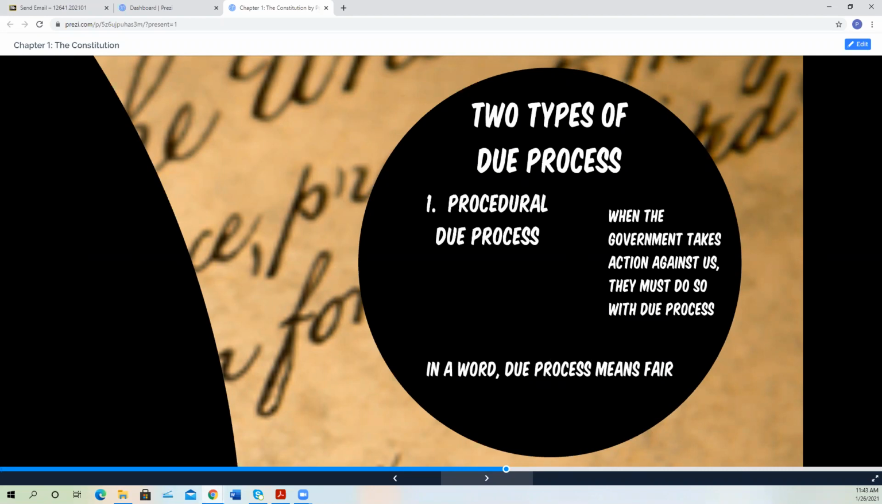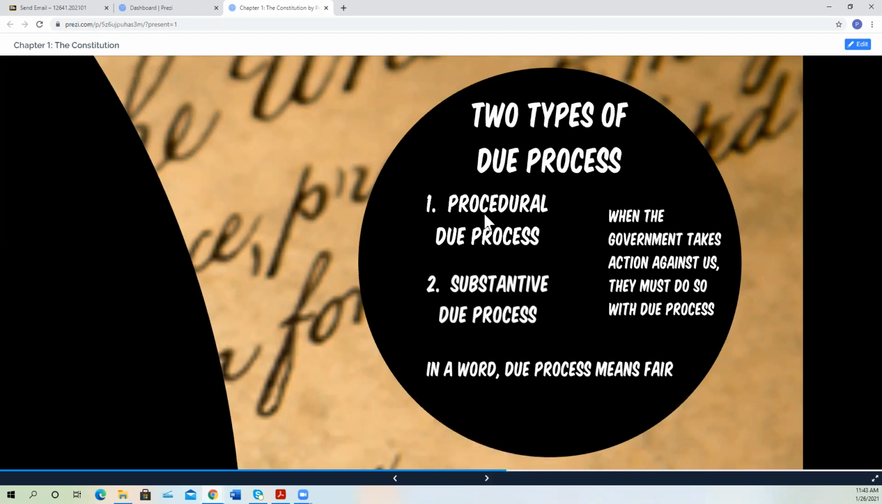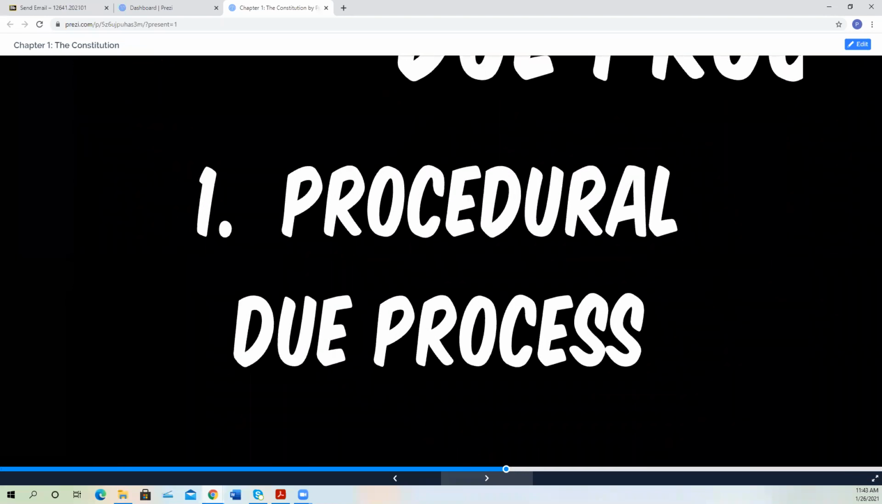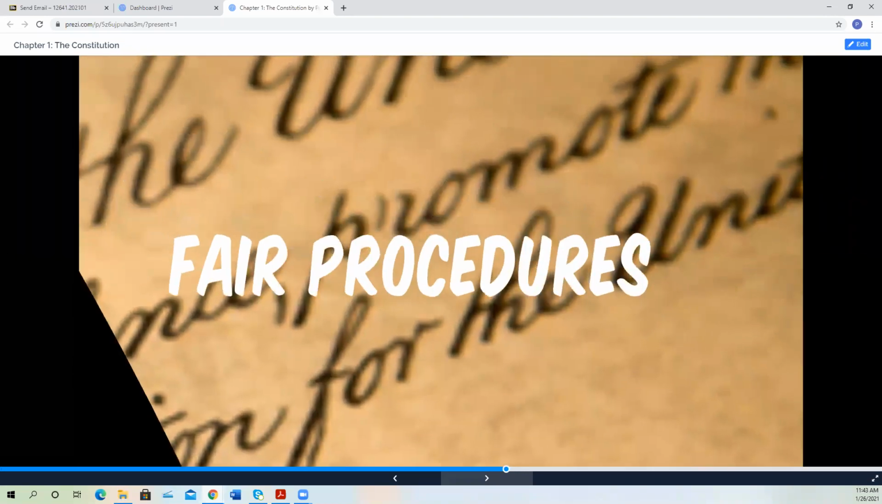The two types of due process are procedural due process and substantive due process. So let's take a look at each one of these individually. First one we're going to look at is procedural due process, which means fair procedures, kind of like what it sounds like.